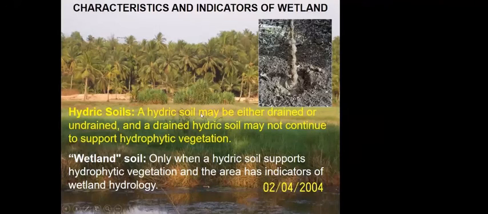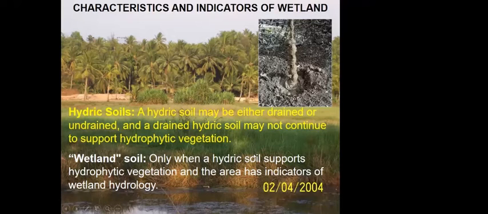Then the hydric soil may be either drained or undrained, and drained hydric soil may not continue to support the hydrophytic vegetation. So you have to see whether it is drained or undrained, whether it can support or not support. In other words, it is wetland only when hydric soil supports hydrophytic vegetation and the area has indicators of wetland hydrology. Don't just take it from a manual and say that it is hydric soil.